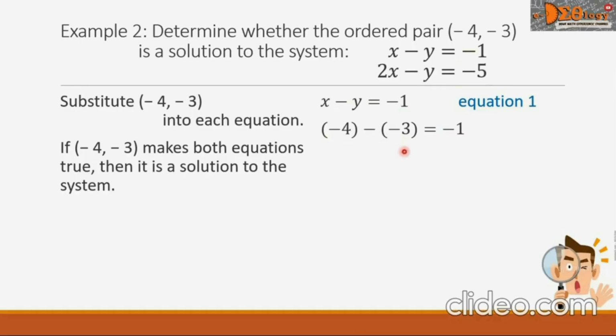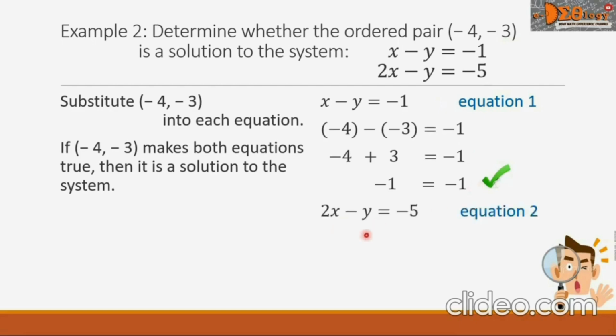Let us simplify the left side. This negative 4 will simply come out as negative 4. The negative and the negative becomes positive. So this is now plus 3 must be equal to negative 1. Simplifying our left side, negative 4 plus 3 is equal to negative 1. And we can see that this value is equal to the right side value, which is also negative 1. So the ordered pair (-4, -3) makes equation 1 true. Let's proceed with equation 2.